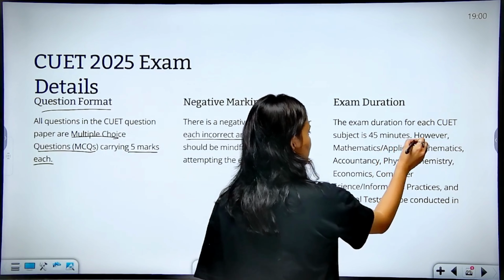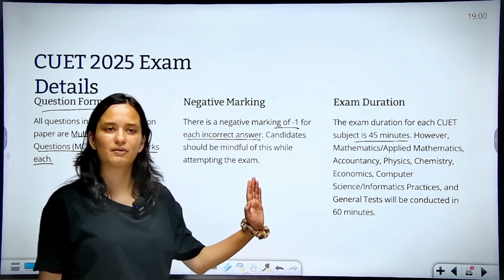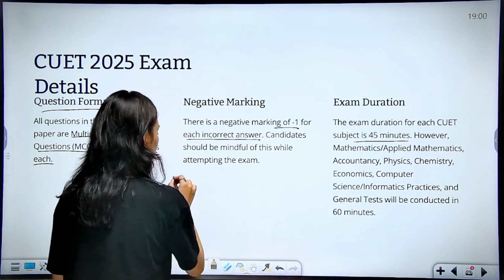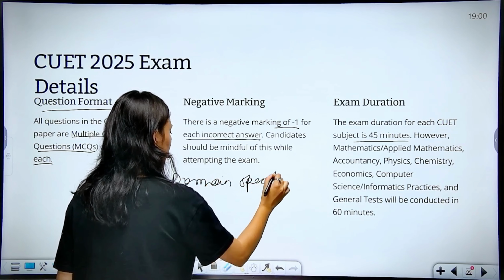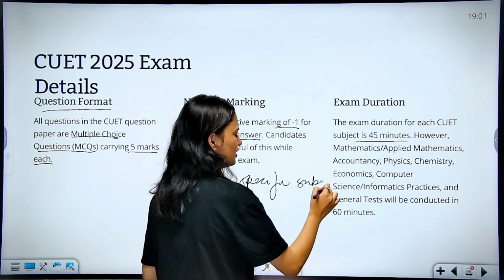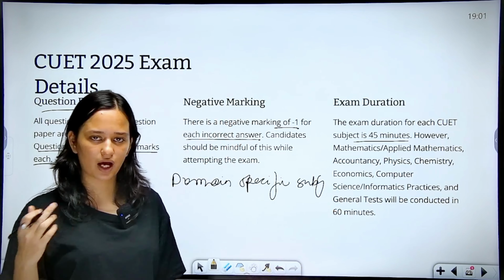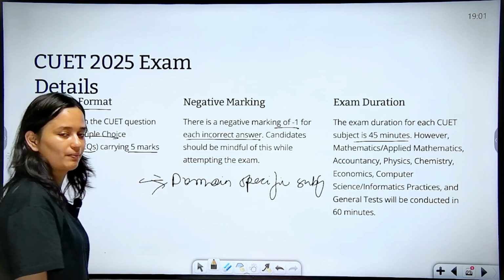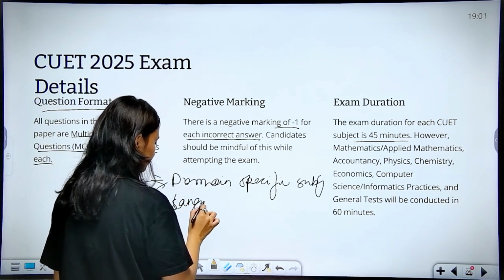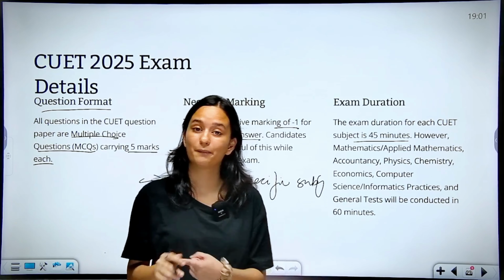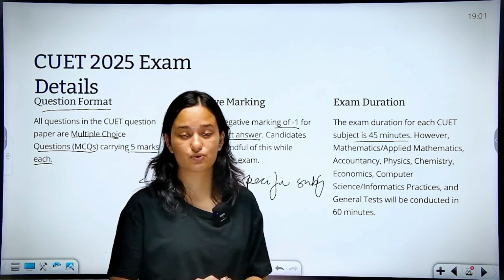The exam duration for each subject is 45 minutes. It's very important to keep in mind the exam duration. Coming from personal experience, I'm telling you that the domain specific subjects, like history, geography and all, those theory subjects, the arts subjects, did not take as much time. But if we look into the language test, in which we had to read the comprehension, match the following, and look at the prepositions, it did take very much time. So you must keep that in mind.